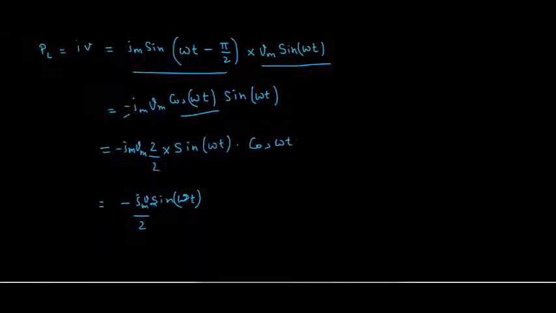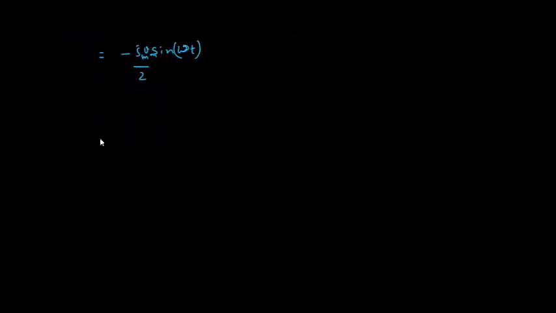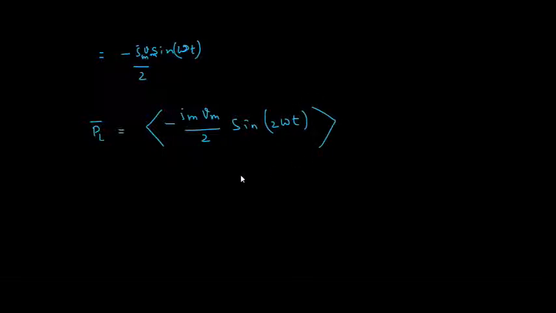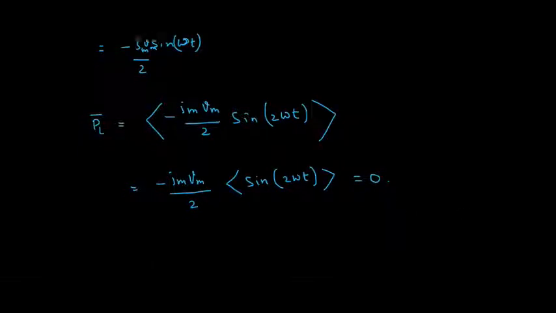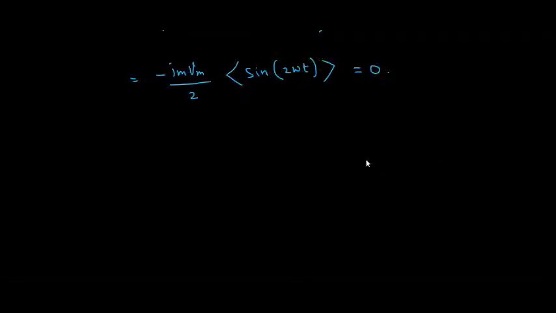So the average power over the complete cycle. So average power we can write PL average as minus Im Vm upon 2 sine 2 omega t, and mean. So we can write it as minus Im Vm upon 2 times the mean value of sine 2 omega t. The mean value over a complete cycle is equal to 0. And we came to this expression.